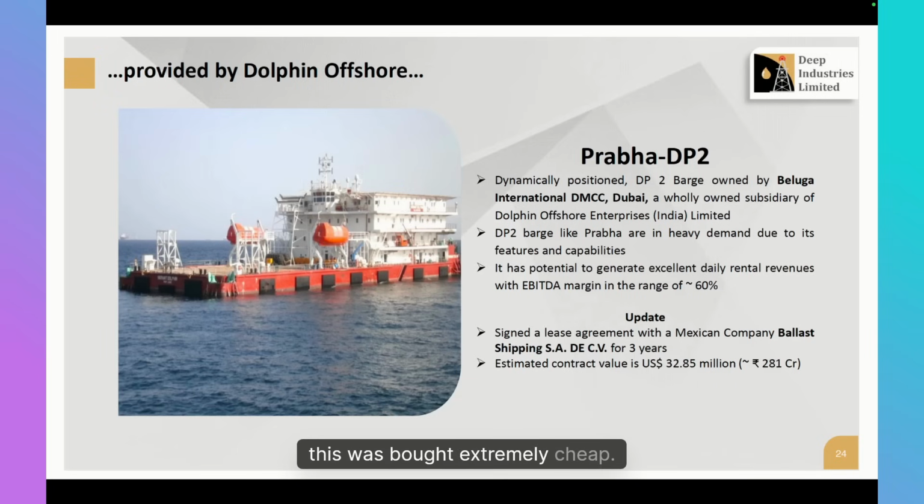This was bought extremely cheap. This was via the CIRP process. They had invested some 110, 120 crores in refurbishing this barge called Prabha. And the latest news is that this barge will start generating revenue from Q1 of FY26.